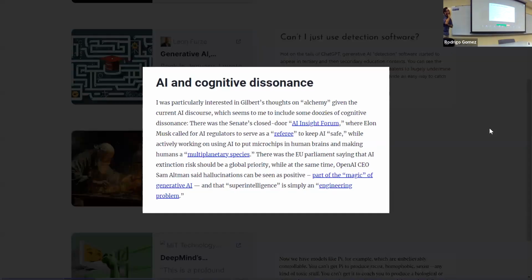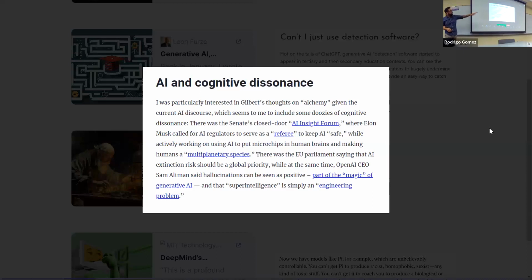I was particularly interested in Gilbert's thoughts on alchemy given the current AI discourse, which seems to me to include some doozies of cognitive dissonance. Right, there was the Senate's closed-door AI Insight Forum, where Elon Musk called for AI regulators to serve as a referee to keep AI safe. Mind you, keep it safe. Where while actively working on using AI to put microchips in human brains, making humans a multiplanetary species. So it's like, hey, we're going to warn you about this, but we're going to also do this other thing, right? What's being done with it is the more important part of this conversation.